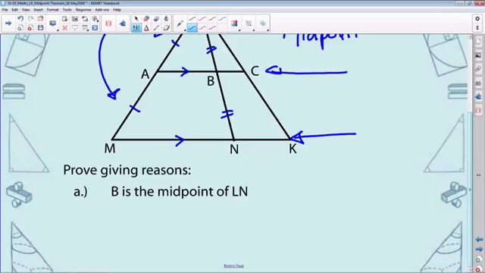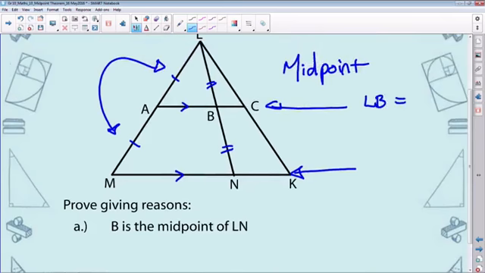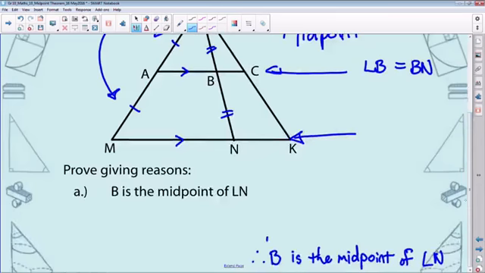I'm going to start by saying my conclusion. Therefore, B is the midpoint of LN. The reason I'm going to do this is because it helps me to work backwards. If B is the midpoint of LN, what I'm actually proving is that LB is equal to BN. So that's going to be what I say before this: LB is equal to BN. And why are they equal to each other? Because of the midpoint theorem.